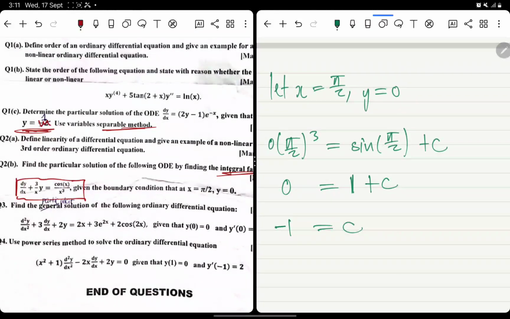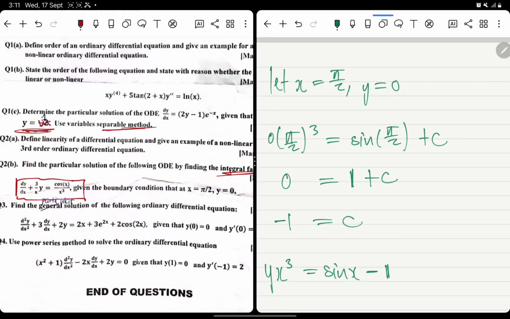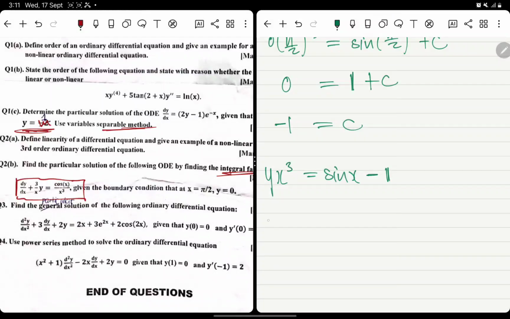Now we just then write it. We're going to now say y x cubed is equal to sine x minus 1. You see? Then what are we going to now do? We make y the subject if you want. y is going to be equal to sine x over x cubed minus 1 over x cubed. And you are done.